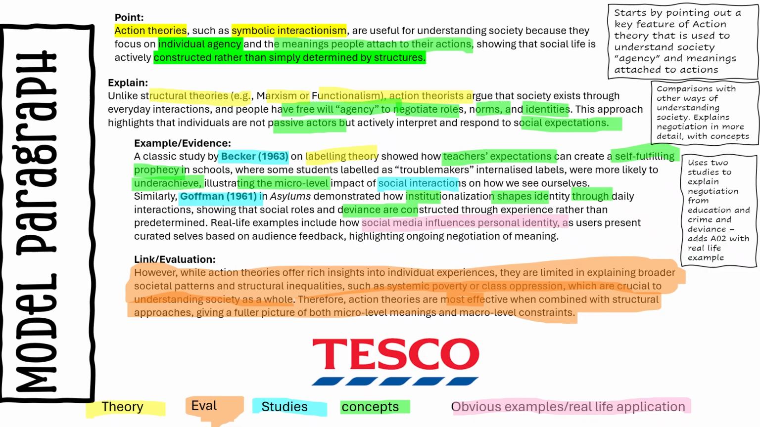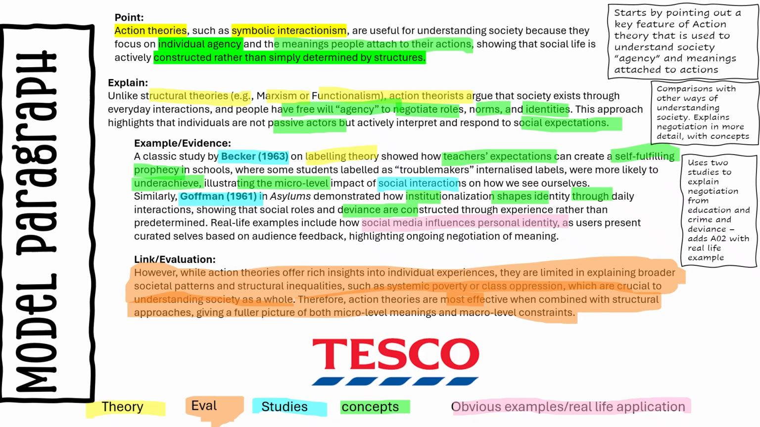So I've made links here then to education and to an extent deviance with asylums and Goffman there. The last thing I do is make sure that I've linked it back. So I've put, however, while action theory offers rich insights into individual experiences, they are limited in explaining broader patterns and structural inequalities. So I go straight into an explicit evaluation.